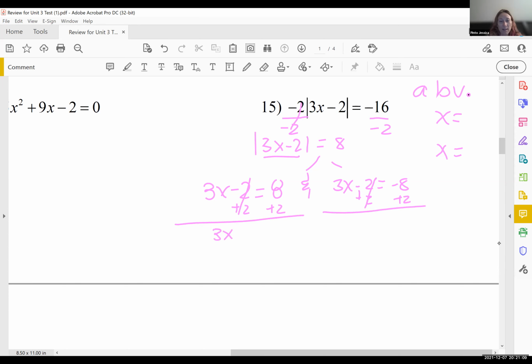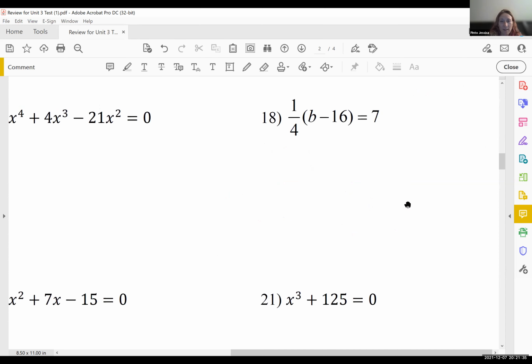And then I've got 3x is equal to 10. 3x is equal to -6. Dividing both sides by 3. I get +10 over 3 as one answer. And then that 6 and 3 will reduce to -2 as my other answer. All right, moving right along, hopefully. Yep.